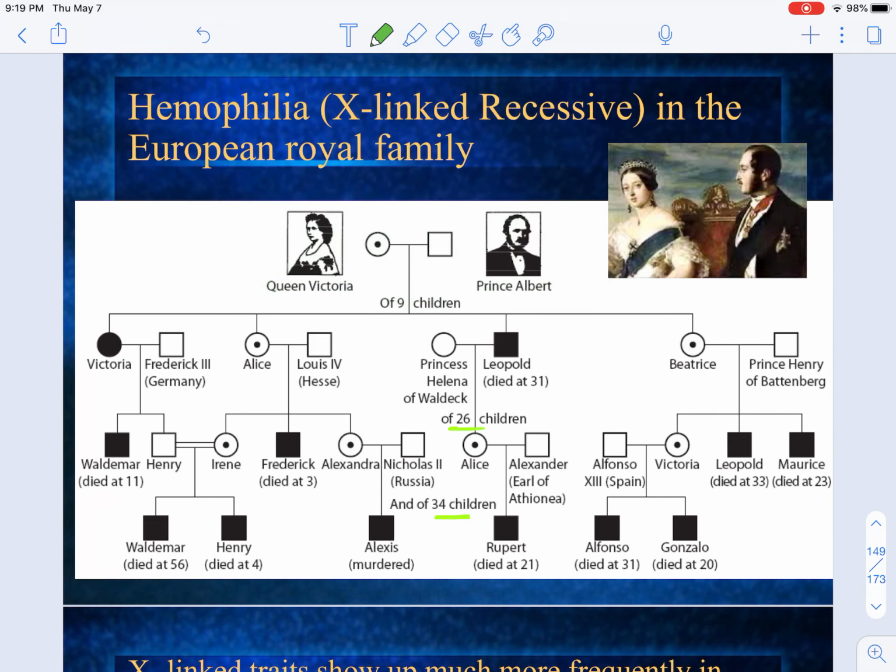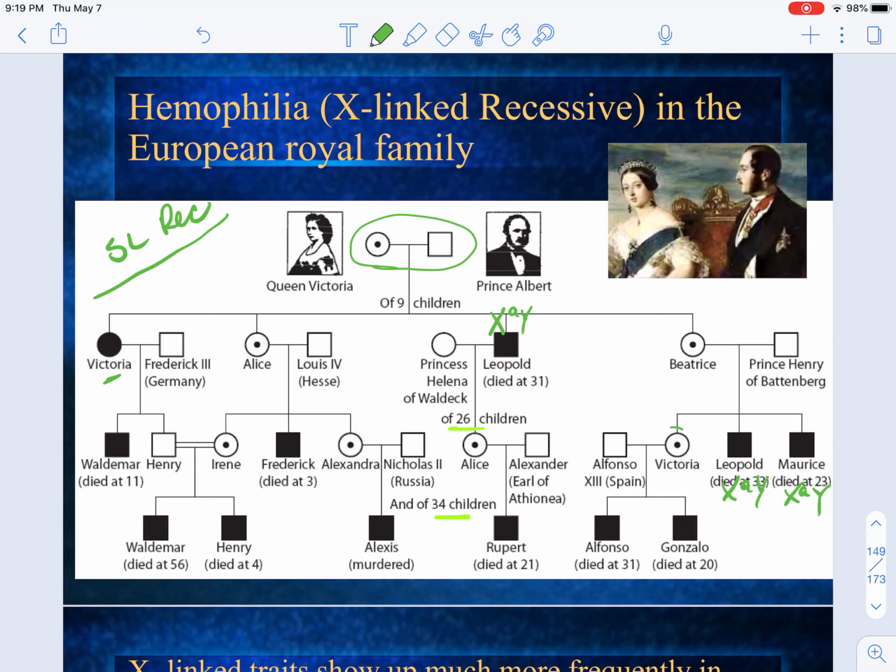So you can see almost all boys, one girl here, almost all boys, and it skips this generation here. So that's why we're going to say that this is a sex-linked recessive condition. So if you were to do this pedigree, you were going to say that these boys all have a sex-linked recessive condition, which we know hemophilia is.